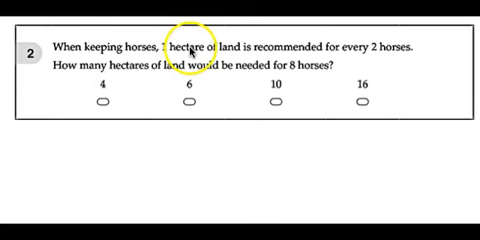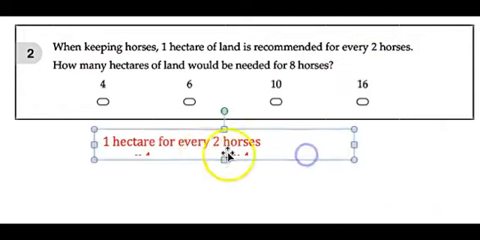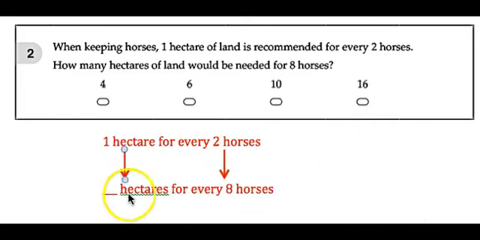Question 2, when keeping horses, 1 hectare of land is recommended for every 2 horses. How many hectares of land would be needed for 8 horses? So just looking at this one here. We need 1 hectare of land for every 2 horses, and we need to see how many hectares are needed for 8 horses.